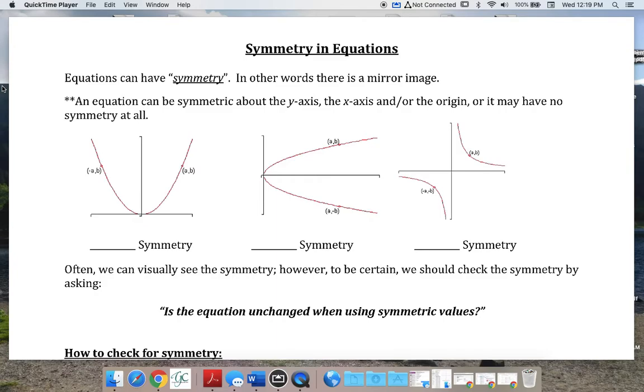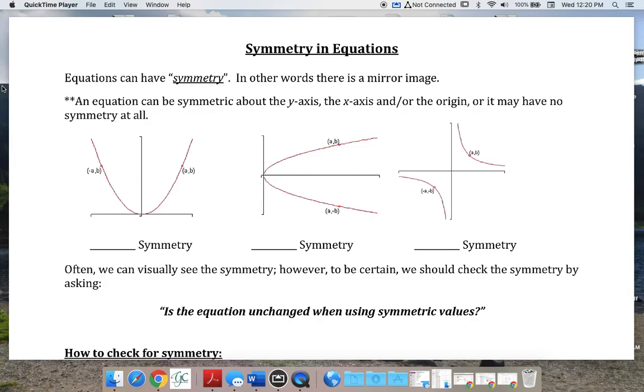In this video, we're going to talk about symmetry of equations or symmetry of graphs. So first, talking about just symmetry. The word symmetry means that two things are the same on either side of some kind of point of reflection. So there are three different kinds of symmetry we're going to talk about in graphs. There are three different places a graph can be reflected across on a coordinate grid.